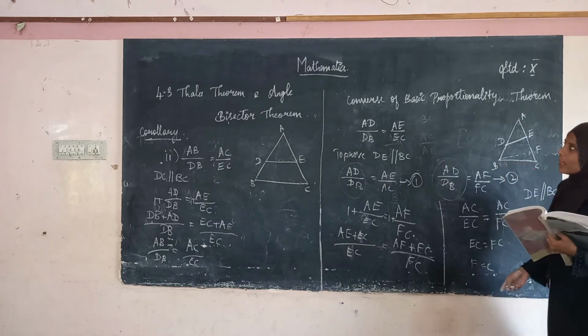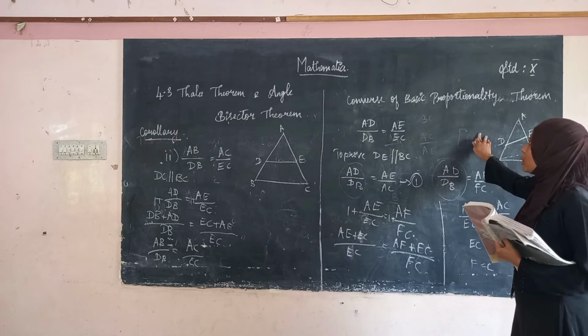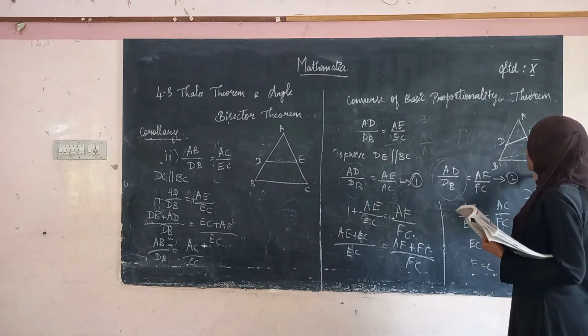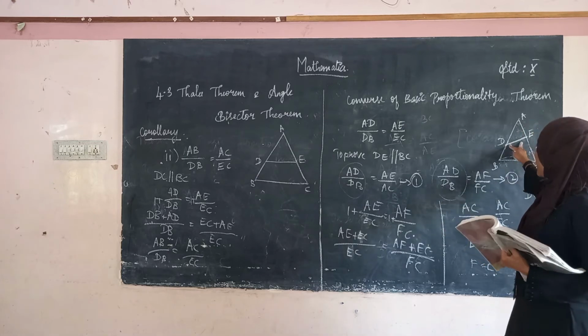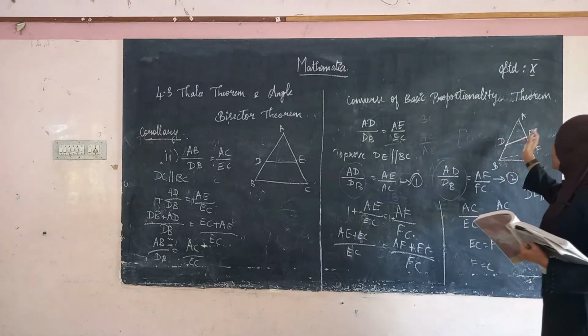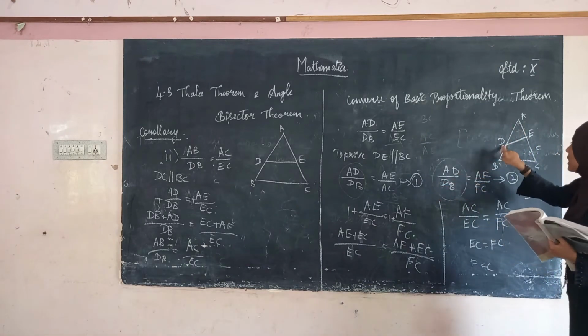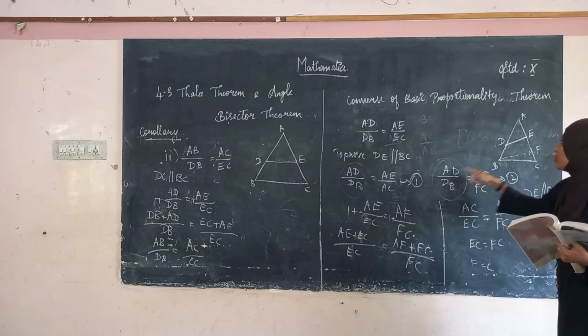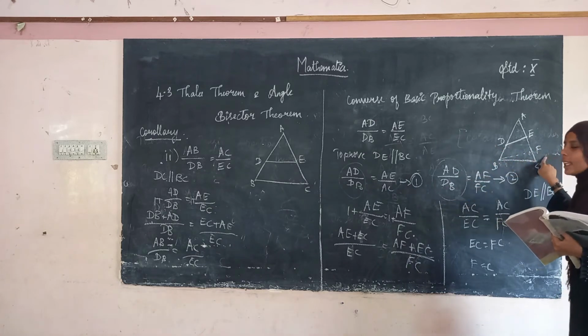Okay, so converse of basic proportionality, then what we took? So first we took this ratio, AD divided by DB is equal to AE divided by EC. Okay, we have to prove DE is parallel to BC. What we took? First we took the ratio, and second, when we took the first ratio, we took the left hand side D point to right hand side E point. Second, when taking this, we take the left hand side D point to right hand side F point.